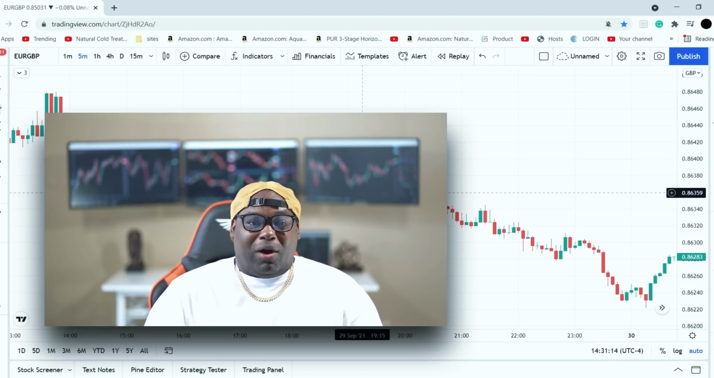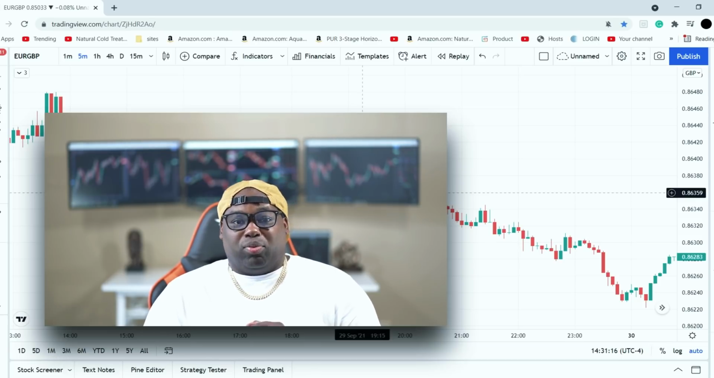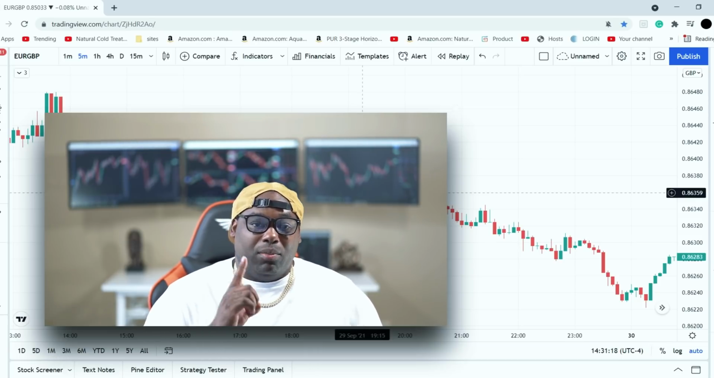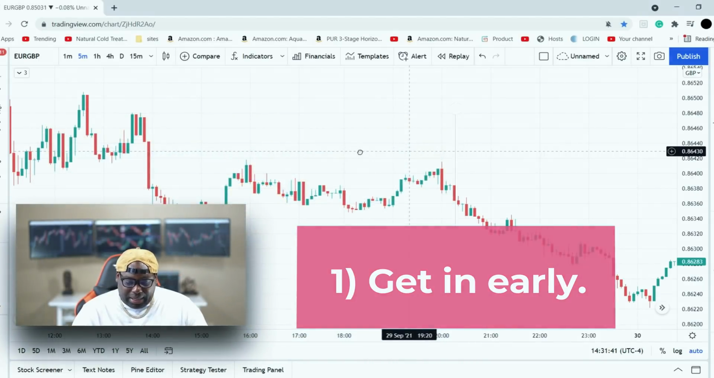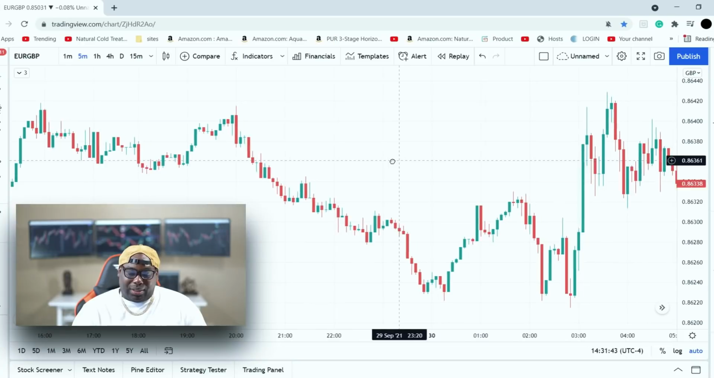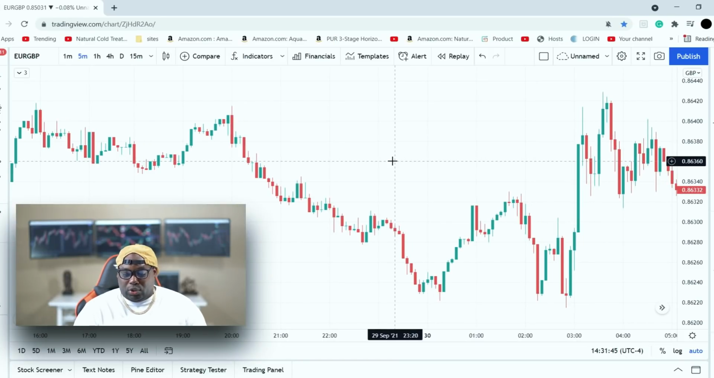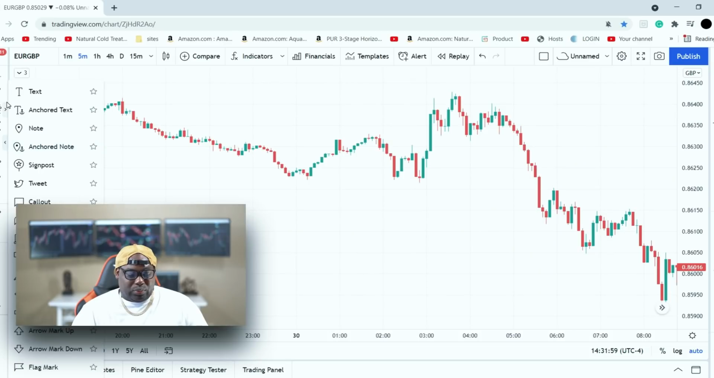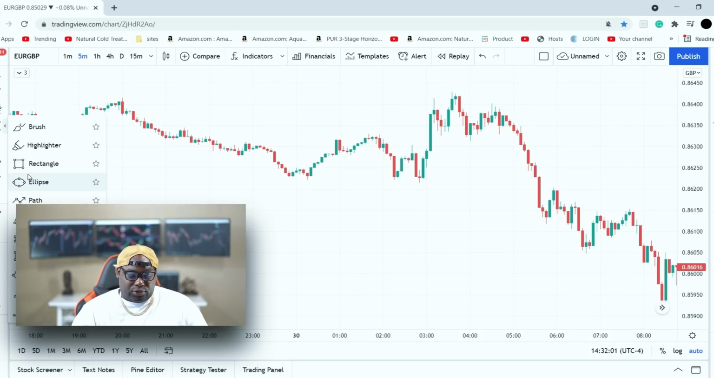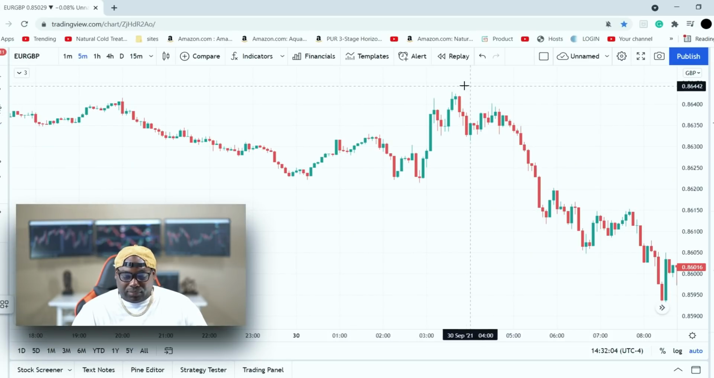So today we're going to talk about 5 things that will help you increase your profits. So let's go. Number 1, get in early, all right? So in this example, guys, I'm going to show you a strategy I use to get in early. And we're going to use this simple head and shoulders pattern, okay? So right here, guys, we have the classic head and shoulders. We have the head right here, right? We have the left shoulder right here. And then we have the right shoulder right here.